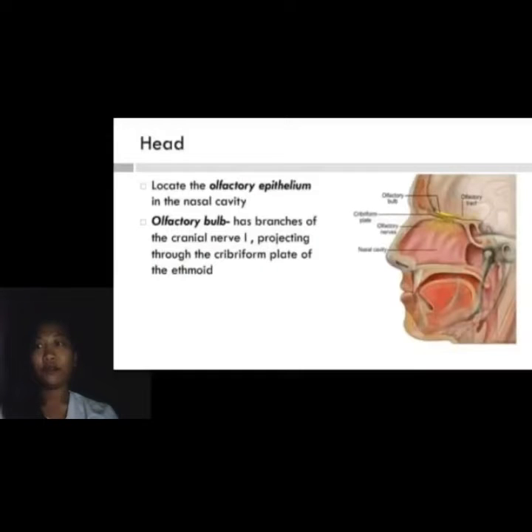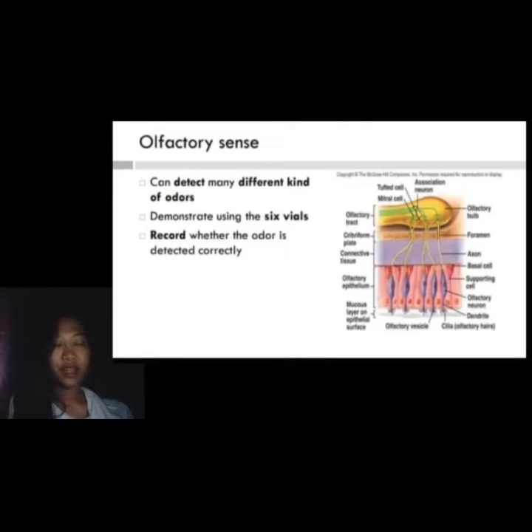The olfactory epithelium is located in the nasal cavity. The olfactory bulb has branches of the cranial nerve I, projecting through the cribriform plate of the ethmoid. Olfactory senses can detect many different kinds of odors. Demonstrate using 6 vials. Record whether the odor is detected correctly.